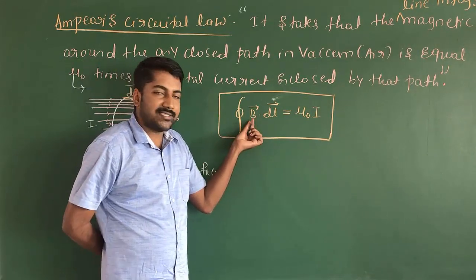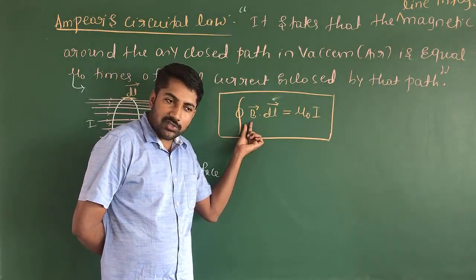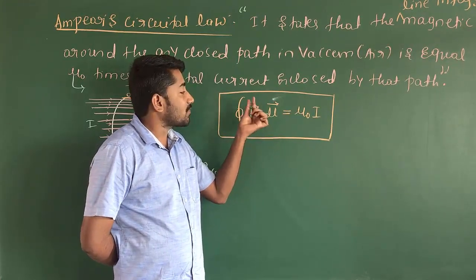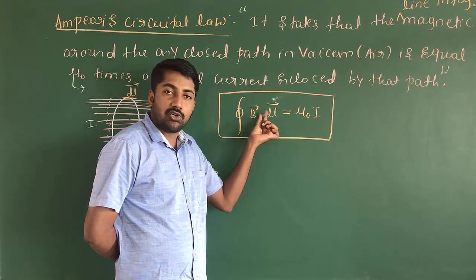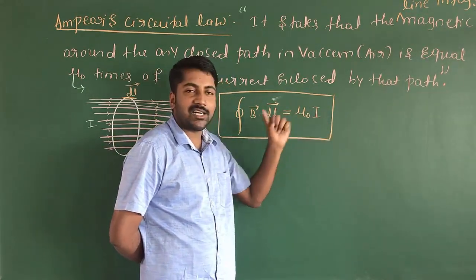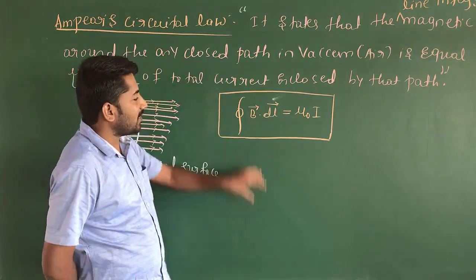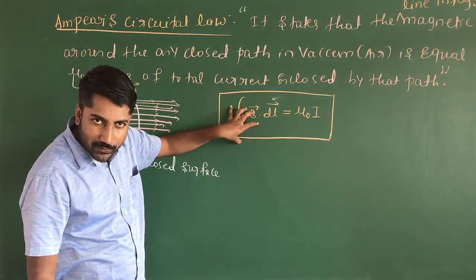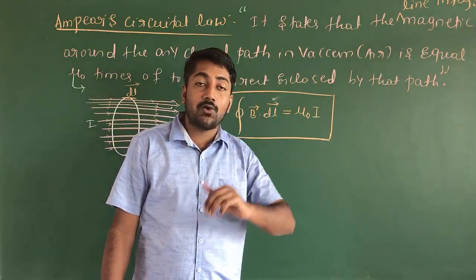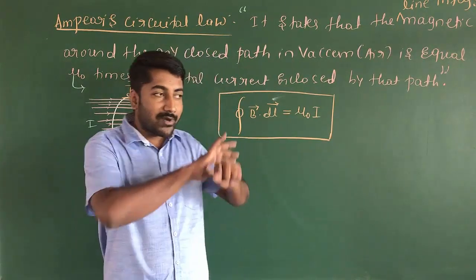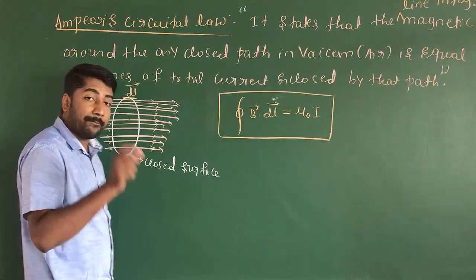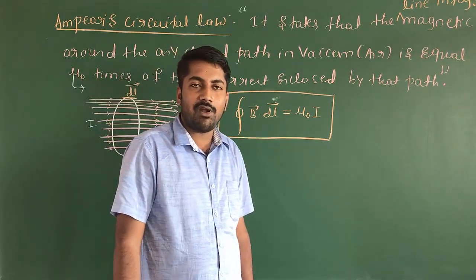Here B is the magnetic field around the closed path, dl is the small current element on the closed path, mu naught is the permeability of free space, and I is the current in the closed path. This is the mathematical form of the Ampere circuital law. It states that the line integral of the magnetic field around any closed path. This is the closed path, also called the Amperian loop.